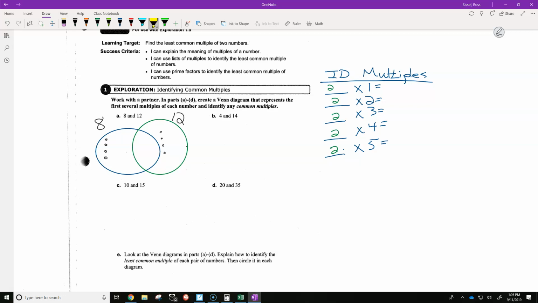And this area in the middle are 2 multiples that are the same. Multiples that are multiples of 8 as well as 12. You're going to do the same thing over here. 4 multiples of 4, 4 of 14, 2 of the same. 4 of 10, 4 of 15, 2 of 10 and 15. 4 of 20, 4 of 35, and 2 numbers that I could get to by counting by either number.